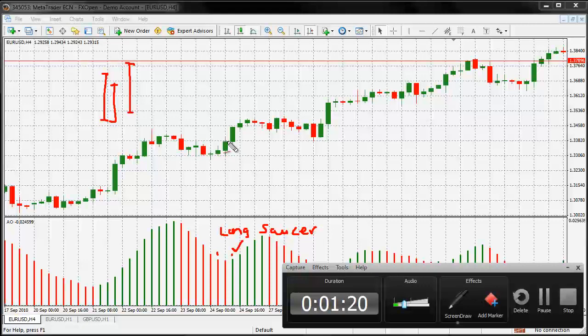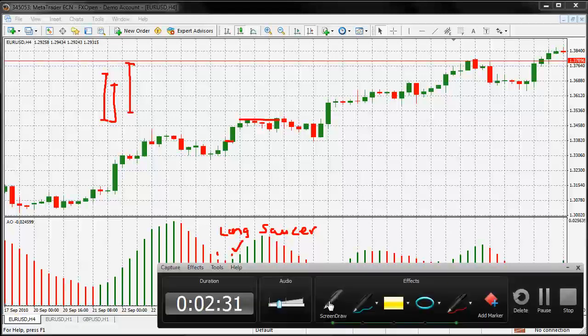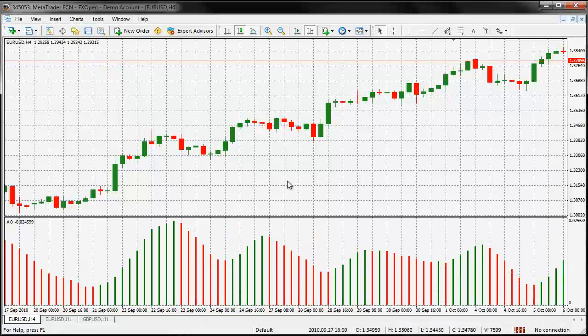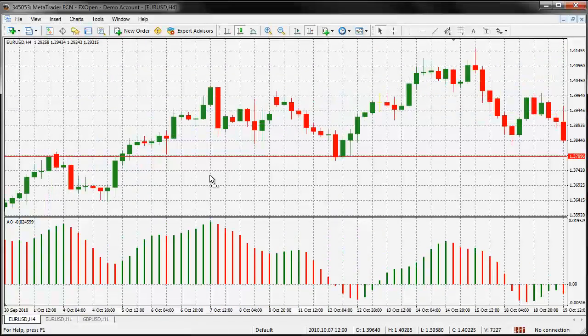Okay, and as it's gone up, this is where you would get in, and it goes up so much. So there was around about 100 pips there to be gained. Alright, the opposite is also true as well. So the opposite is also true for short trades.